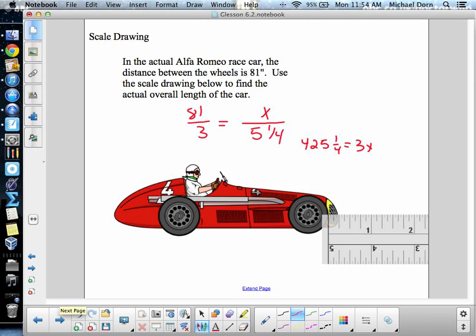We have to divide by 3. And I get 141 3/4. So the actual length of a real race car of that style, if that's a scale drawing, is 141 3/4 inches.